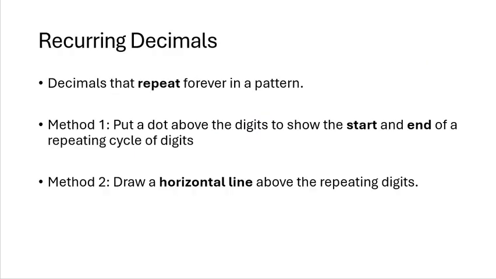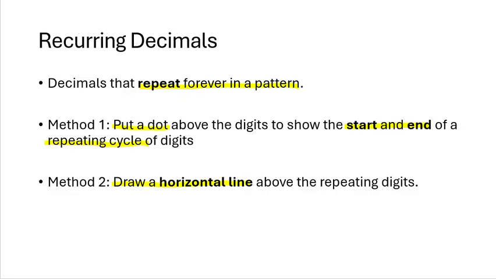Next thing I got to teach you is recurring decimals. They're just decimals that repeat forever in a pattern. Okay? So you got 2 methods here. You got to put a dot above the digits to show the start and end of a repeating cycle. And method 2 is just draw a horizontal line.